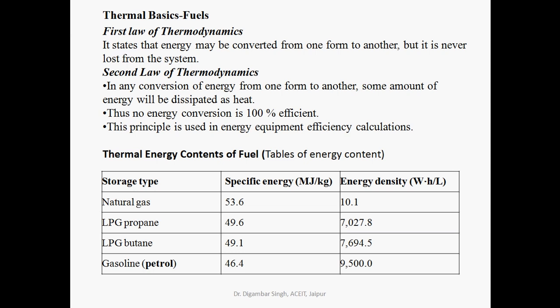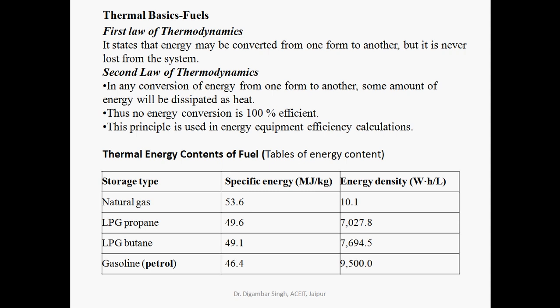The first law of thermodynamics states that energy may be converted from one form to another, but it is never lost from the system. The second law of thermodynamics states that in any conversion of energy from one form to another, some amount of energy will be dissipated as heat. Thus, no energy conversion is 100% efficient. This principle is used in the energy equivalent efficiency calculation.